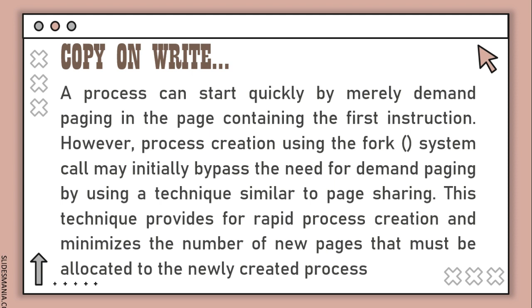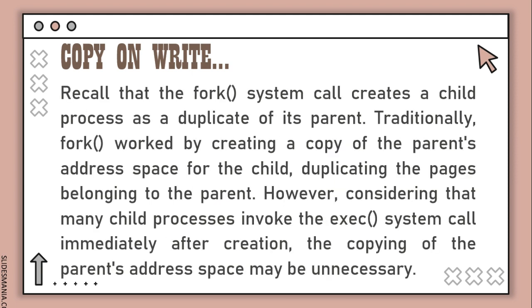Next is copy on write. A process can start quickly by merely demand paging in the page containing the first instruction. However, process creation using the fork system call may initially bypass the need for demand paging by using a technique similar to page sharing. This technique provides for rapid process creation and minimizes the number of new pages that must be allocated to the newly created process. So recall the fork system call creates a child process as a duplicate of its parent. Traditionally, fork worked by creating a copy of the parent's address space for the child, duplicating the pages belonging to the parent.